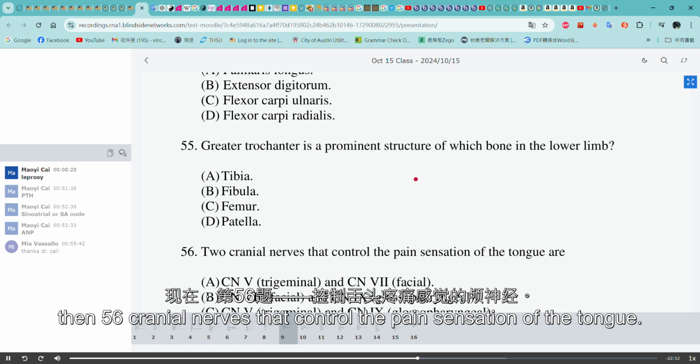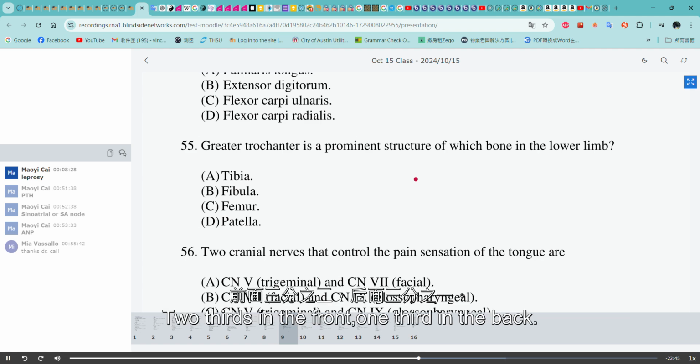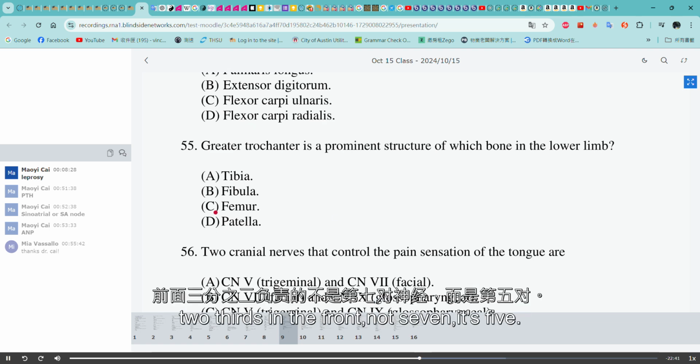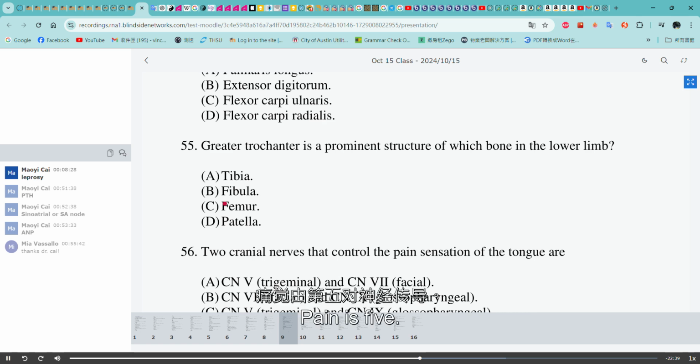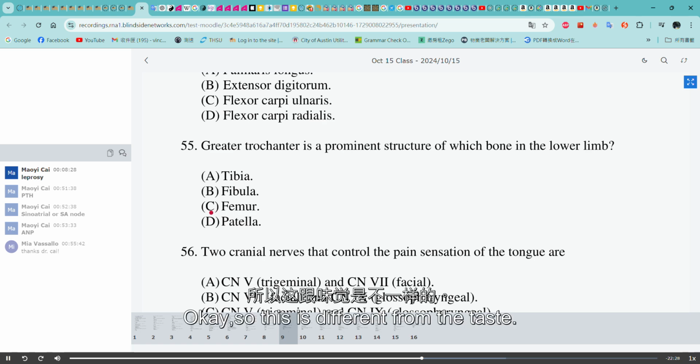Cranial nerves that control the pain sensation of the tongue. Remember earlier we have a taste, right? 2/3 in the front, 1/3 in the back. But if it's a pain, 2/3 in the front, not 7, it's 5. Pain is 5. But the back is the same, 1/3. Still glossopharyngeal. So this question, 56, is C. Okay? So this is different from the taste. You have to remember, okay?